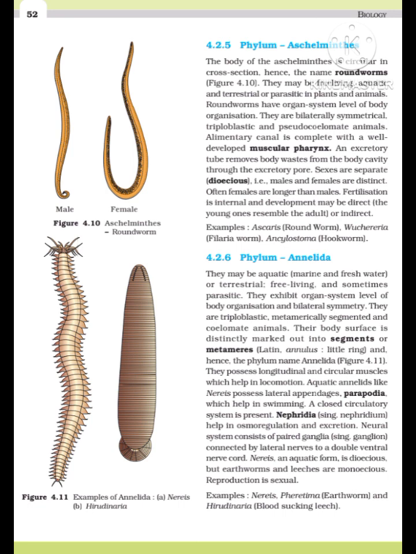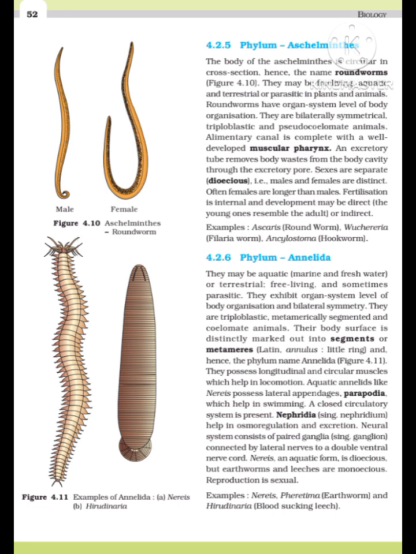Sexes are separate, dioecious, i.e., males and females are distinct. Often females are longer than males. Fertilization is internal and development may be direct, the young ones resemble the adult, or indirect. Figure 4.10 Example of Aschelminthes, roundworm, male and female. Examples: Ascaris, roundworm, Wuchereria, filaria worm, Ancylostoma, hookworm.